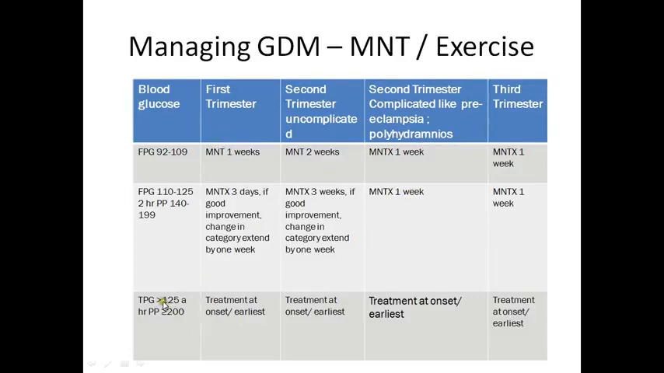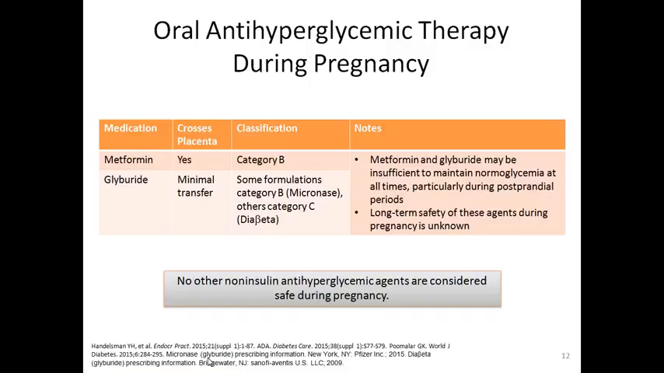But if the fasting plasma glucose level is more than 125, or the 2 hour postprandial glucose level is more than 200, we cannot wait for MNT or exercise. We have to jump in and start the treatment as early as possible in these patients, irrespective of the trimester they are in. So oral antihyperglycemic drugs can be prescribed. Initially they were not advised, but now we can give them. They are considered safe. They are in category B.